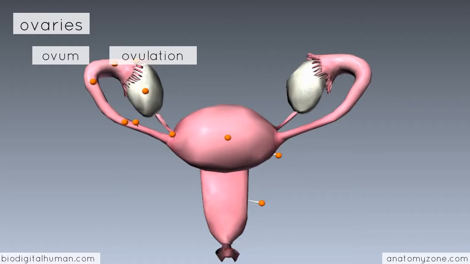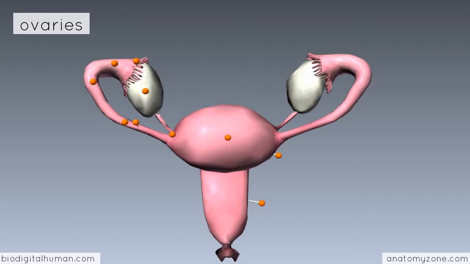So the ovaries are actually suspended in the peritoneal cavity by several ligaments, and I won't talk about these here, but it's important to know that the ovaries are intraperitoneal and they release the egg into the peritoneal cavity.